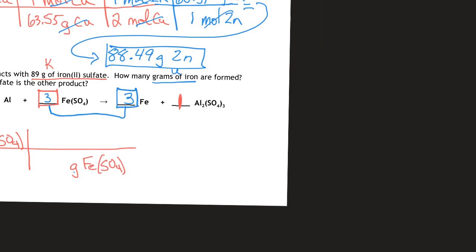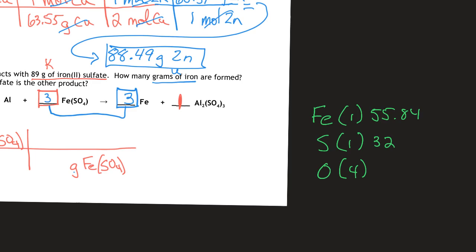So I have 1 atom of the iron, I have 1 of those. For sulfur, I've got 1 of those. For oxygen, I have 4 of them. 1 iron, I look on my periodic table, and it weighs 55.84. Sulfur weighs 32.07. And everybody knows by now, oxygen is 16.